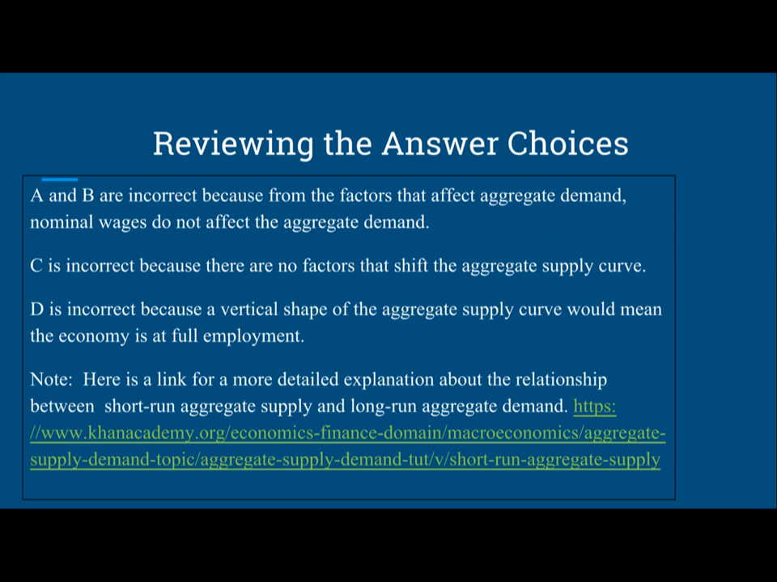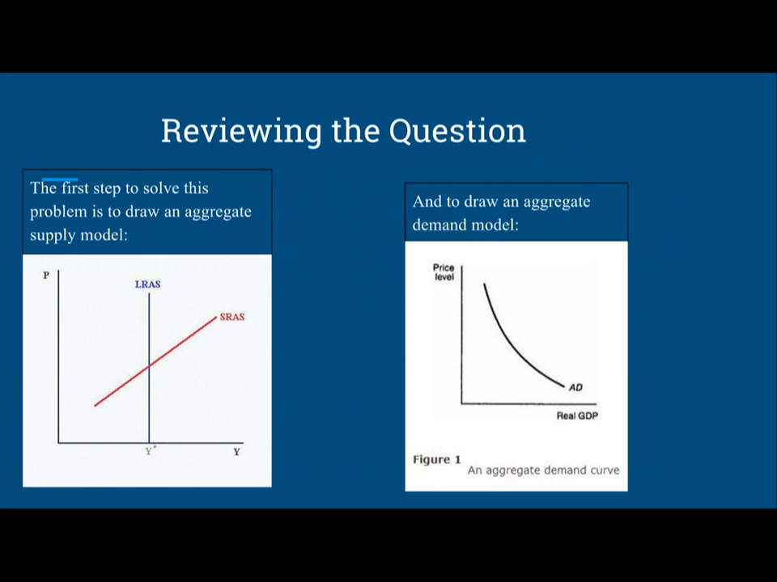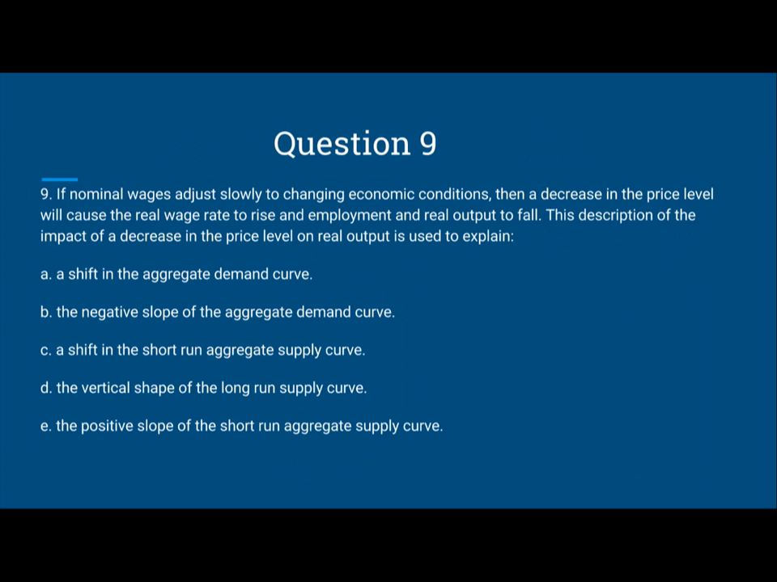Now A and B are incorrect because from the factors that affect aggregate demand, nominal wages do not affect the aggregate demand. A and B are a shift in the aggregate demand curve and a negative slope of the aggregate demand curve. Nominal wages are not affected by the demand curve. Therefore, A and B are easily taken out as the correct answers.